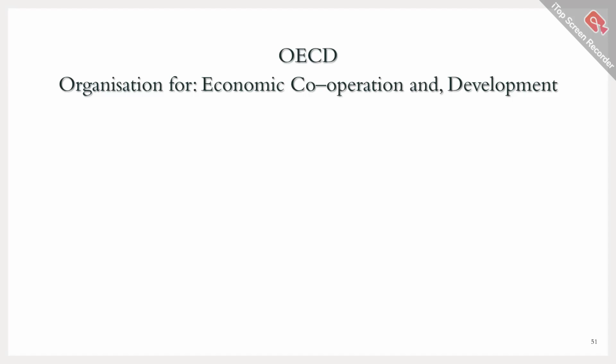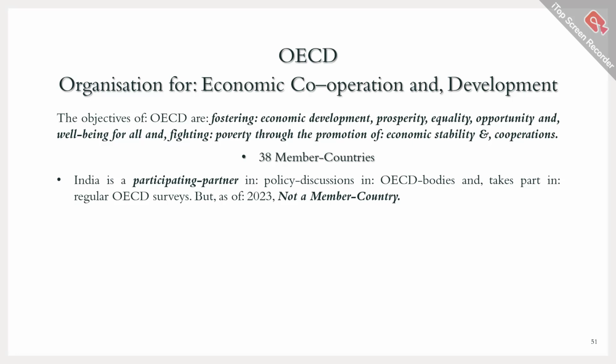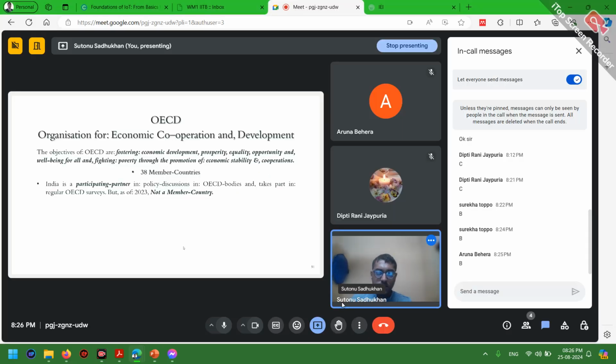What is OECD basically? It is the Organisation for Economic Cooperation and Development. The objectives of OECD are fostering economic development, prosperity, equality, opportunity, and well-being for all, and fighting poverty through the promotion of economic stability and cooperation. The OECD has been signed by 38 member countries. India is a participating partner in policy discussions in OECD bodies and takes part in regular OECD surveys. But as of 2023, India was not a member country. This year, discussions are going on whether to make India a member country or not. Let's see whether we become a member country or not. But as per last year's published data, India was not a member country of OECD.